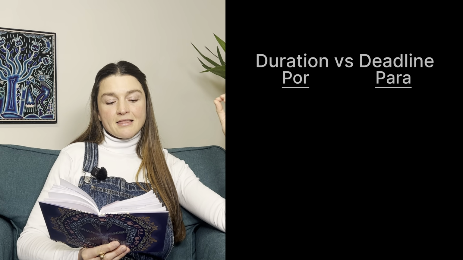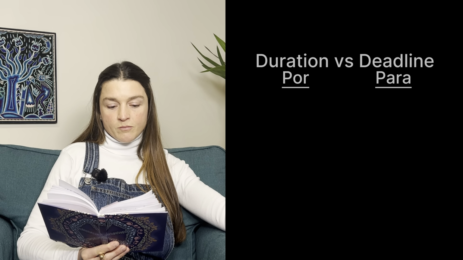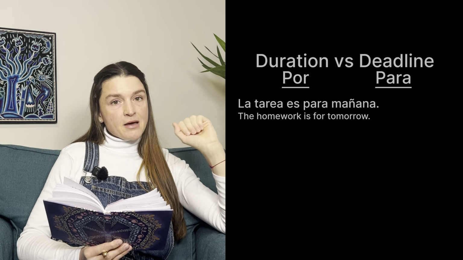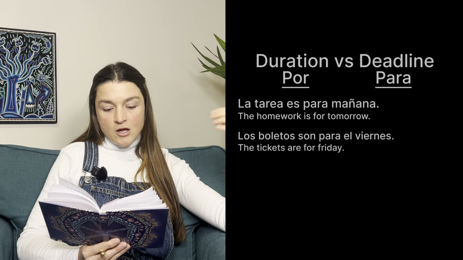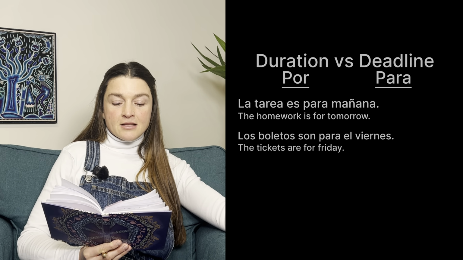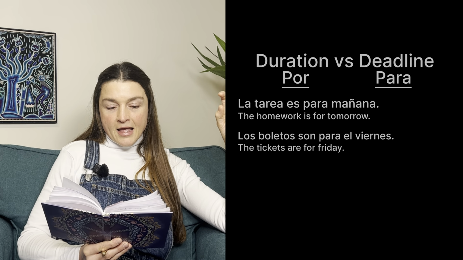And then when it comes to deadline, think of para, by when something is due, a deadline. As in, la tarea es para mañana. Homework is due tomorrow, is for tomorrow. Los boletos son para el viernes. Tickets are for Friday. So once you start breaking down and you understand that wherever there's a time span, you're using por. Whenever there's a deadline or something is due, you use para. Again, these 2 words don't feel that random, and now you start thinking in Spanish. It starts to make a lot more sense.